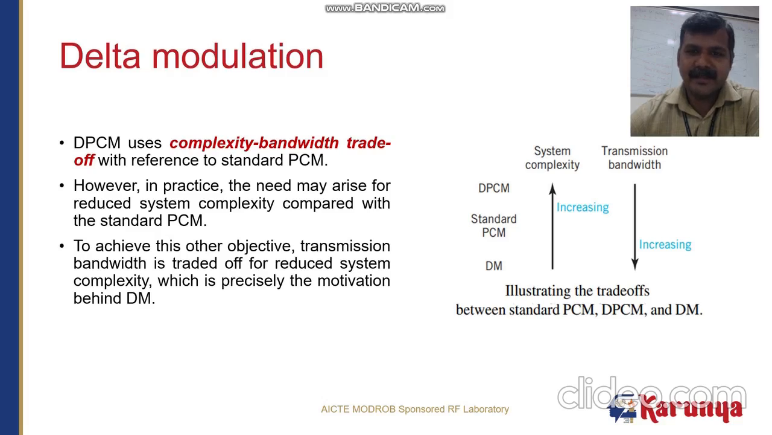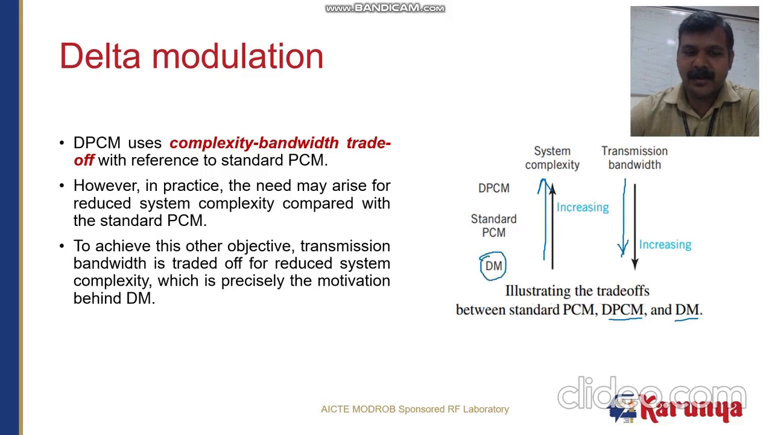Delta modulation takes its inspiration from differential pulse code modulation, which basically uses a complexity-bandwidth trade-off with reference to the standard pulse code modulation. Look at this picture, which illustrates the trade-offs between standard PCM, differential pulse code modulation, and delta modulation. One can see that as the system complexity increases, the transmission bandwidth, on the other hand, decreases. So here our primary objective is to understand delta modulation.